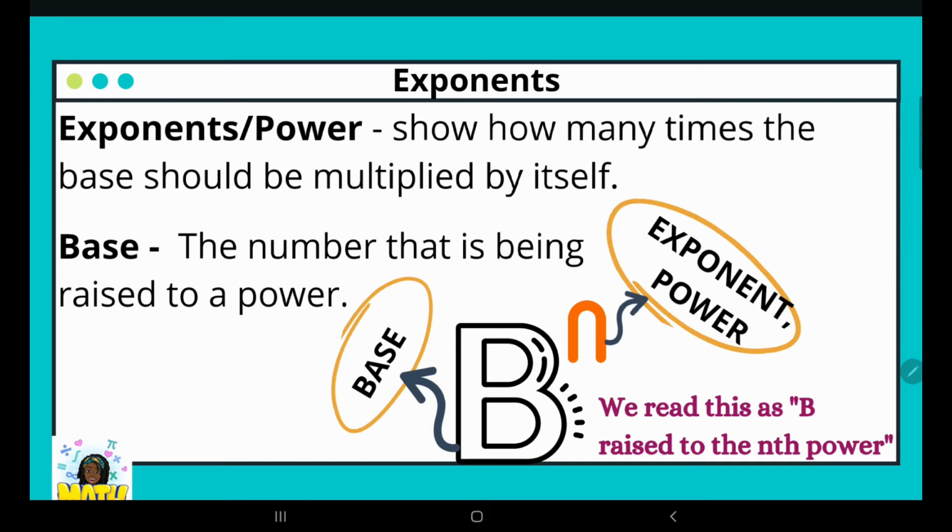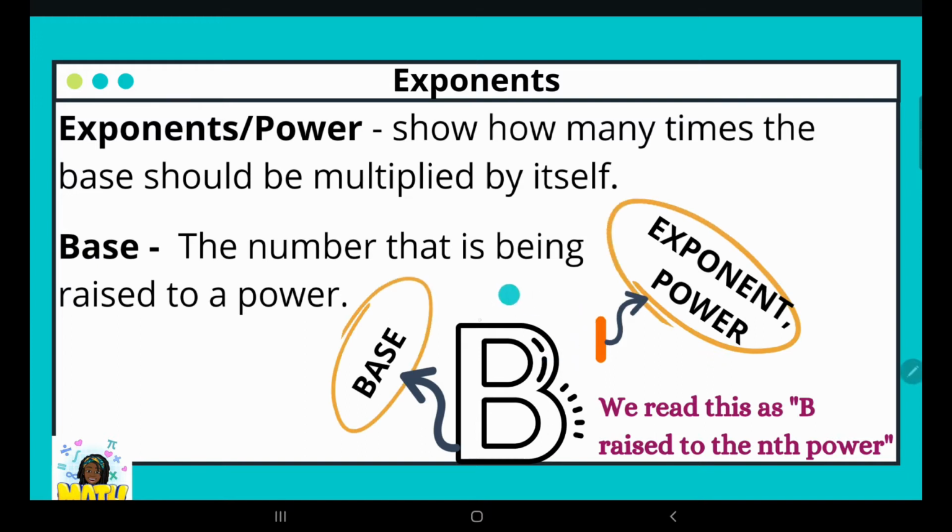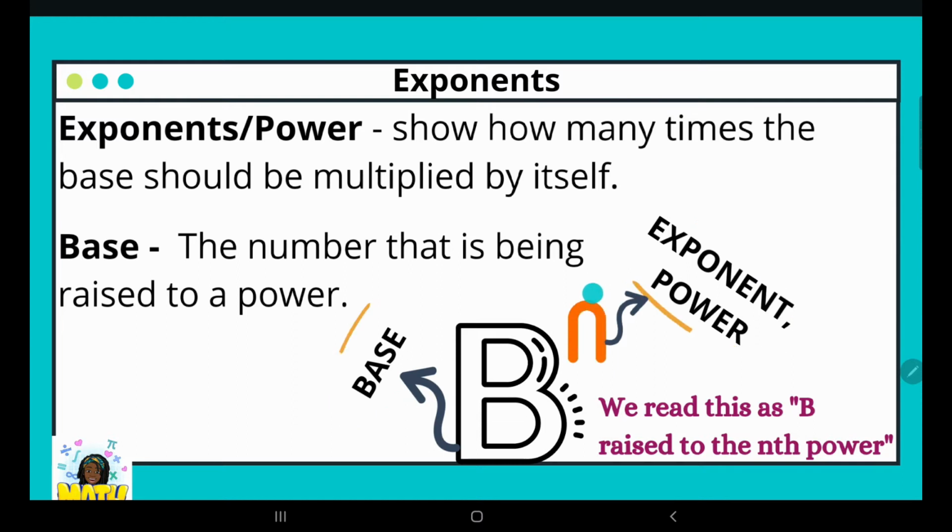So let's take a look at our vocabulary terms. Exponents, which is also sometimes referred to as a power, shows how many times the base should be multiplied by itself. The base, represented by big B here in this image, is the number that is being raised to a power or that's being multiplied. So for example, b raised to the n power, we would read this as b raised to the nth power. Now this means that I'm going to multiply b by itself n times, whatever n represents as a number.